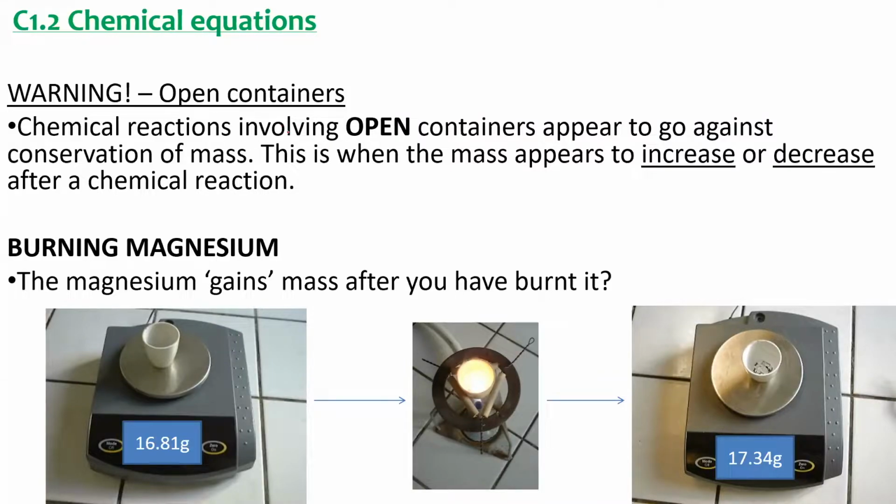So what we're doing here is burning magnesium. You might do this in class, it's quite a common experiment to do at school. You have some magnesium in a crucible, the thing you burn it in, and you measure the crucible and the magnesium, 6.81 grams. You burn it, so set it alight. Magnesium is a metal that can burn. Afterwards, it looks like it's increased in mass. So what has happened there? Let's think about that.